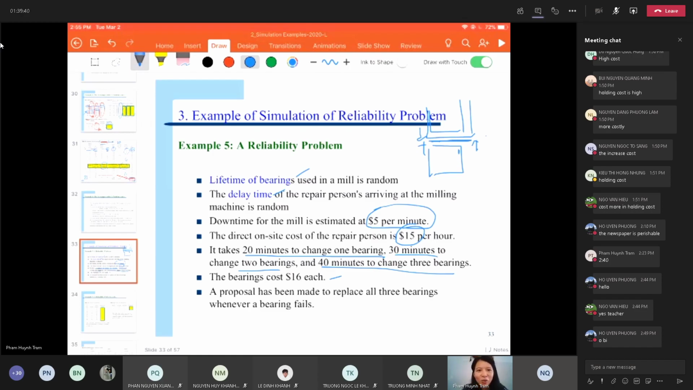So we will simulate the randomness of the lifetime of the bearing and the delay time with 2 policies. The first policy, we will replace only the bearing which has failed. And the second policy, we will replace all 3 bearings whenever a bearing fails. You get it?